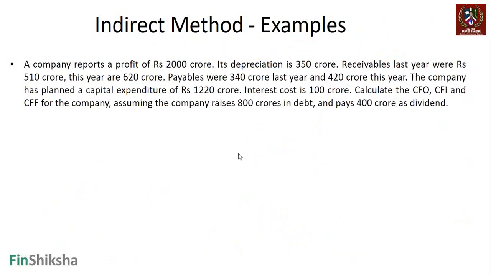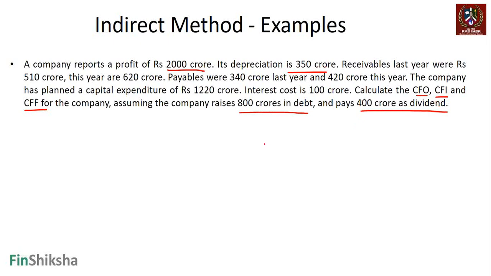Let's look at another one, and we now create a slightly bigger set of numbers. Company reports a profit of 2000 crore. Its depreciation is 350 crore. Receivables last year were 510, this year is 620. Payables were 340 last year, 420 this year. Company has planned a capital expenditure of 1220 crore. Interest cost is 100 crore. Calculate the CFO, CFI, and CFF, cash flow from operations, investing and financing, for the company, assuming that the company raises 800 crore in debt and pays 400 crore as dividend, right?